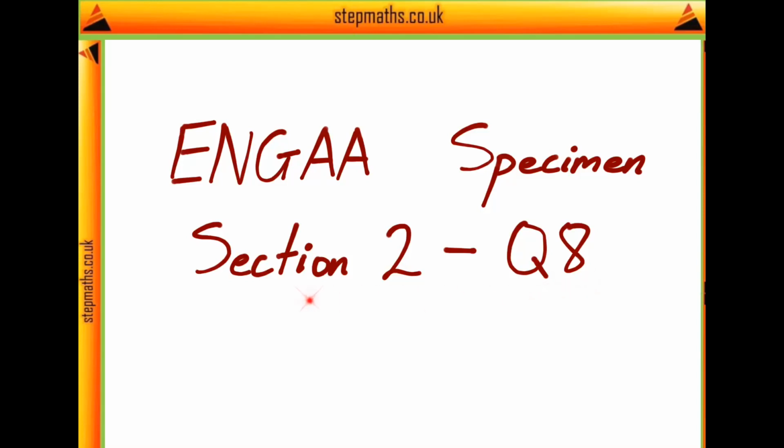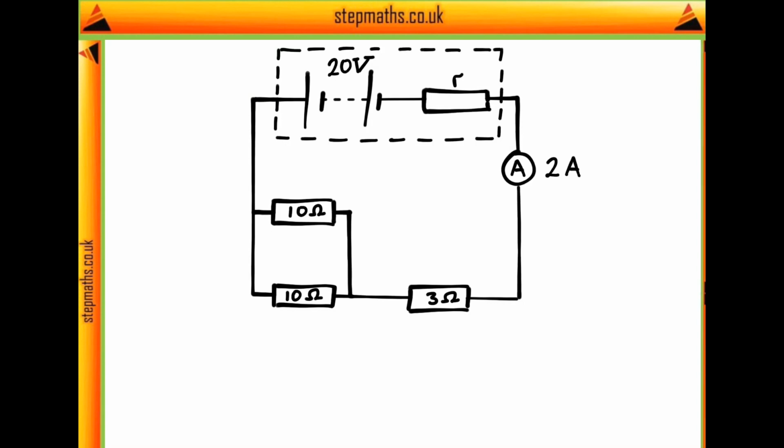Here we're going to look at question 8 from section 2 of the ENGAA specimen paper. So in this question we're given this circuit which has a power source which has an EMF of 20 volts and an internal resistance denoted by small r.